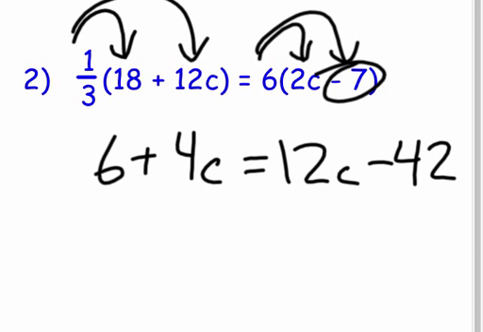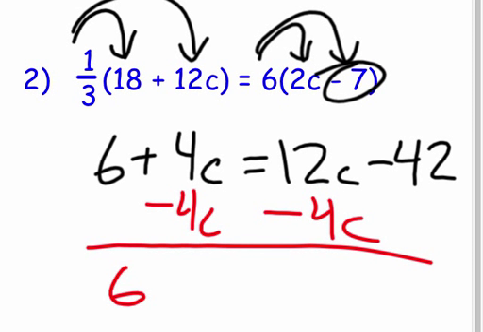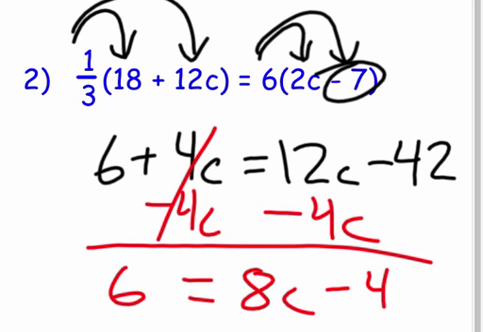And now let's get our variable to one side. Preferably move the 4c, because we want to keep our c positive. So we subtract 4c. Whatever we do to one side, we do to the other. Bring our stuff down. 6, that's gone. Bring our equal sign. 12 minus 4 is 8c. And bring my -42 down.